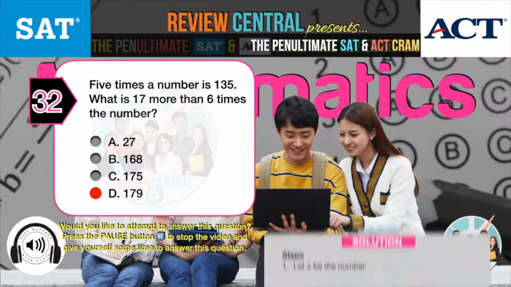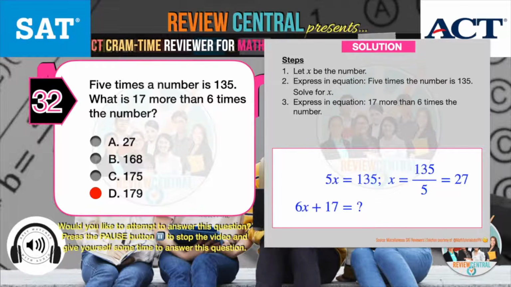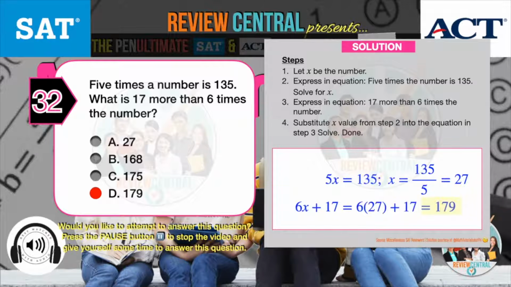Okay, let's proceed. Step 1: let x be the number. Step 2: 5 times a number is 135. We write this in equation form as 5x equals 135, and from here we can already solve for x, which is 135 over 5, or 27. Step 3: 17 more than 6 times the number is? We can write this in equation form as 6x plus 17. Step 4: substitute the x value into the equation in step 3 and solve. 6 times 27 plus 17 equals 179. Our answer.